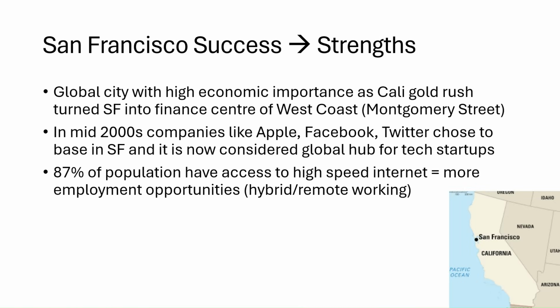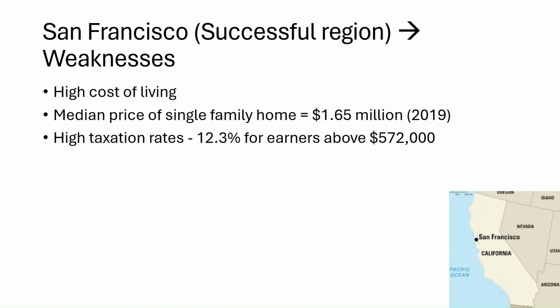So obviously it's a global city with high economic importance, since the California gold rush, which turned it into a financial center of the West Coast. Like in New York, you have Wall Street; in San Francisco, you have Montgomery Street. And since the mid 2000s, companies like Apple, Facebook, Twitter chose to base in San Francisco, and now it's considered a global hub for tech startups. And a big one you can talk about is that 87% of the population have access to high-speed internet. So there are a lot more employment opportunity types, and you can do a lot more hybrid and remote working, which is the fad these days, as people like to call it. And then its weaknesses.